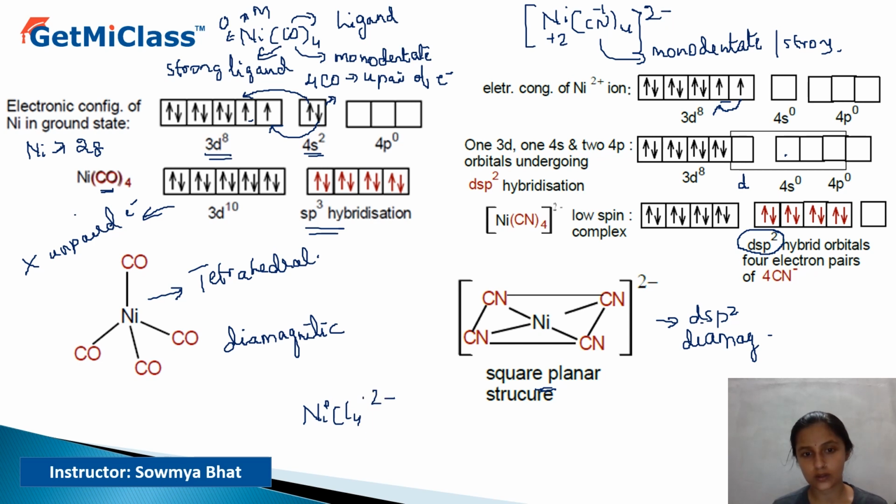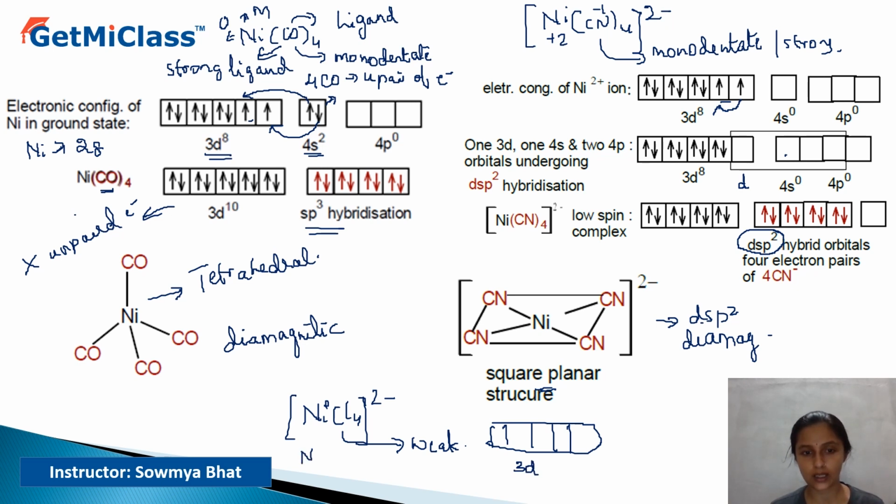that's NiCl4 2 minus, tetrachloronickelate 2. In this particular complex, the halogens are regarded as weak ligands. The electron pairing here won't take place. As a result, you will have the structure like this. These are the d orbitals, that's 3d orbitals of nickel.